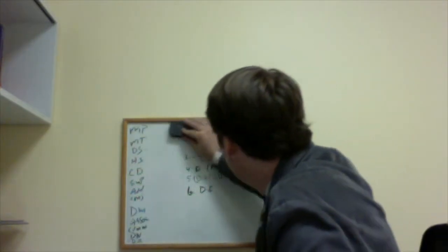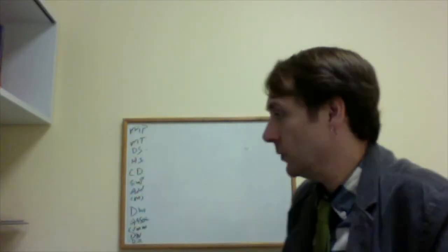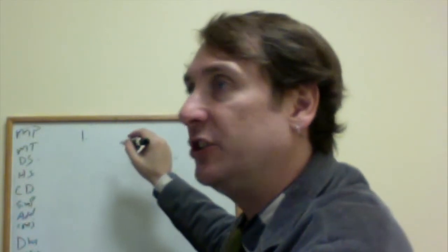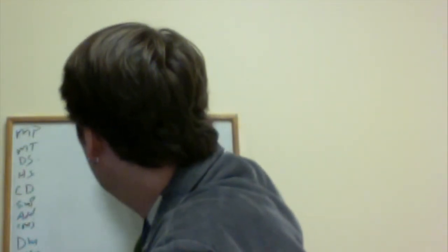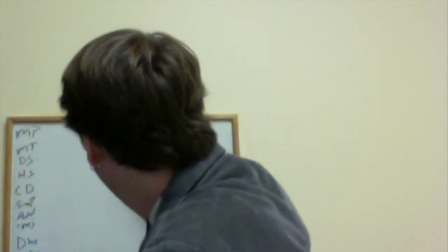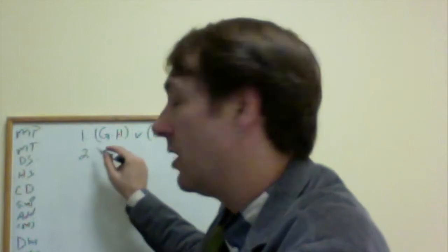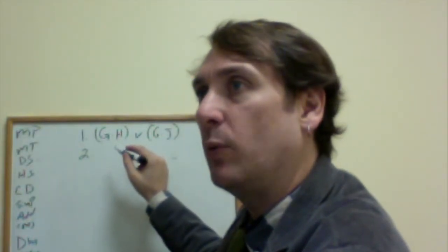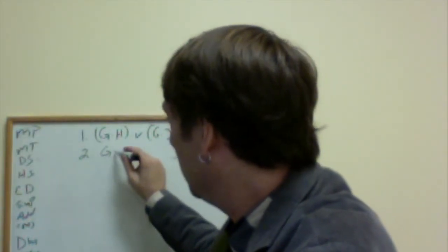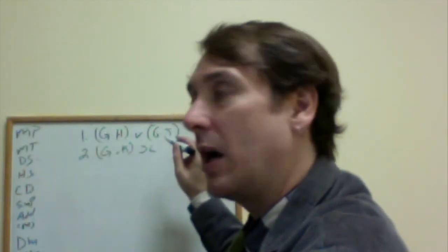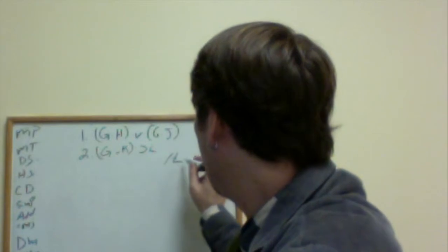Another example here. First premise here, which says G dot H wedge G dot J. That's our first premise. Our second premise here is G wedge K in parentheses horseshoe L. Our conclusion is L.